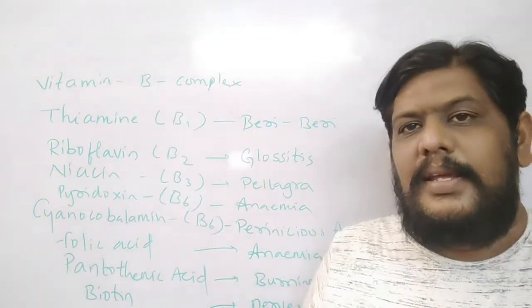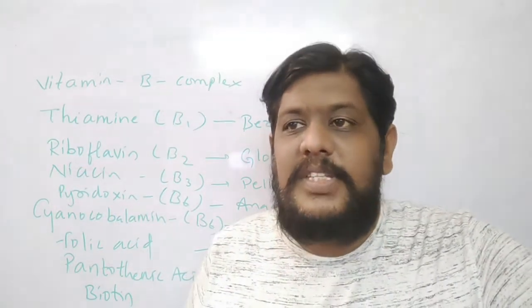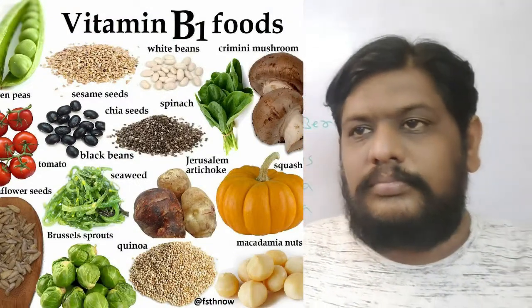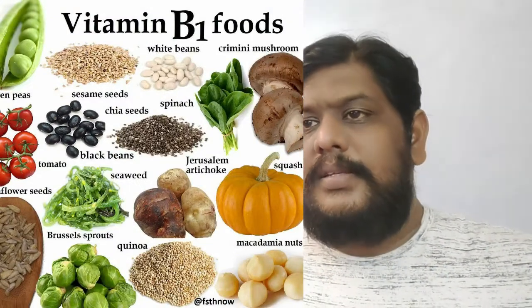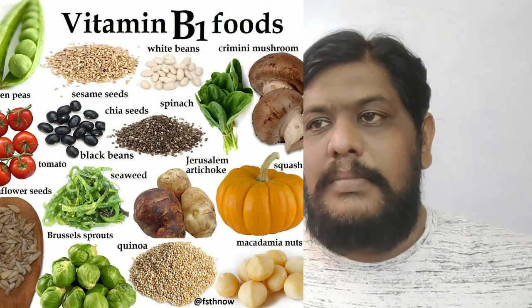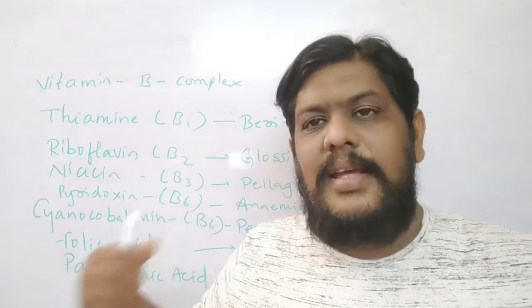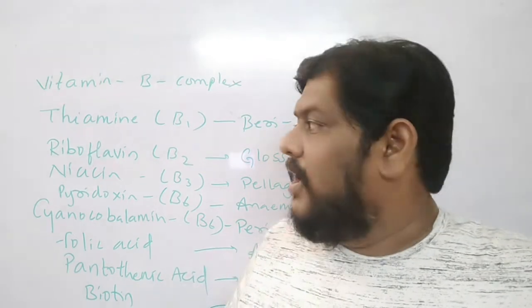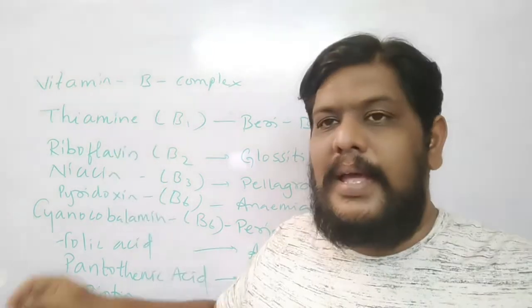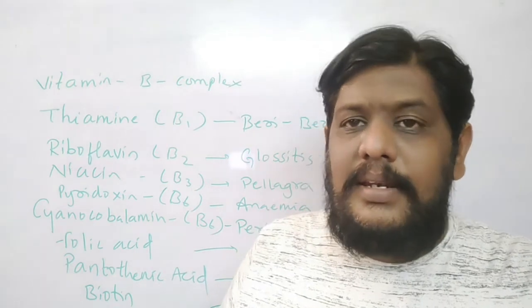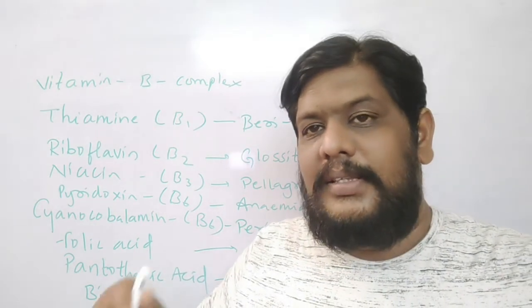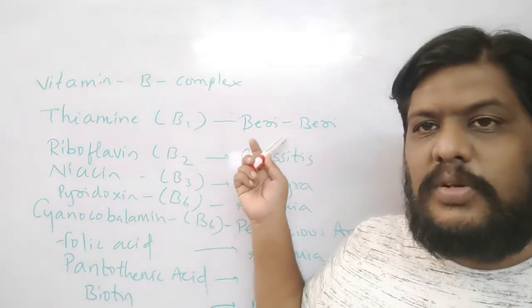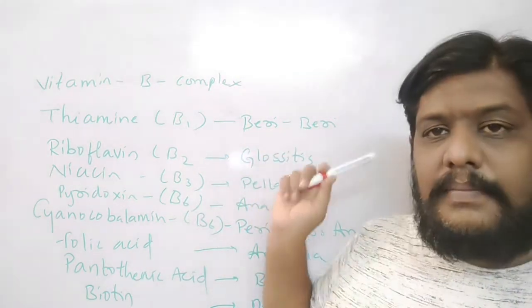So thiamine is the B1 vitamin, and its sources are cereals. You know what cereals are, right? Oil seeds, vegetables, milk, meat, fish and eggs. All these are the different sources where you can find thiamine. And then the deficiency: if thiamine is deficient in the diet which you take, then the disease you get is called beriberi.